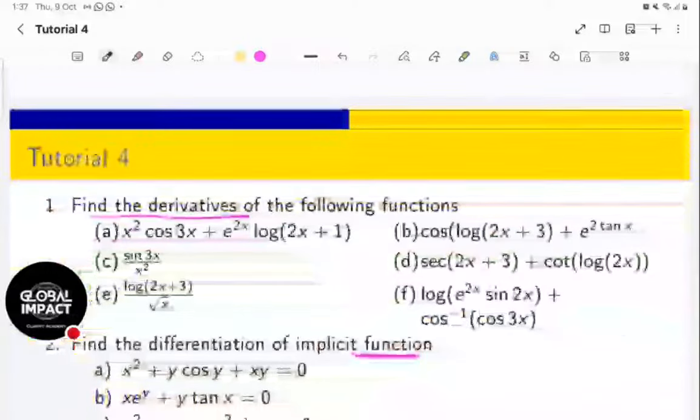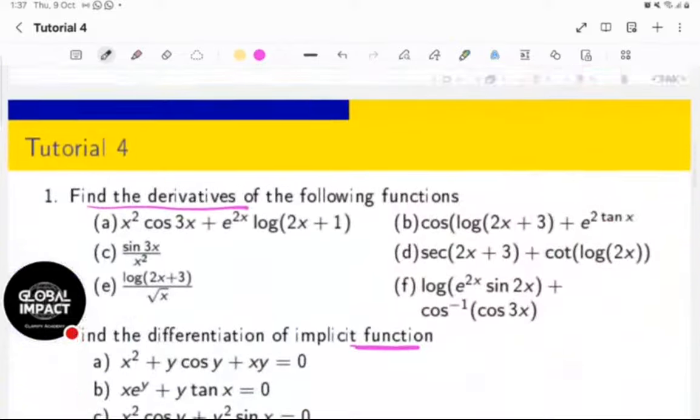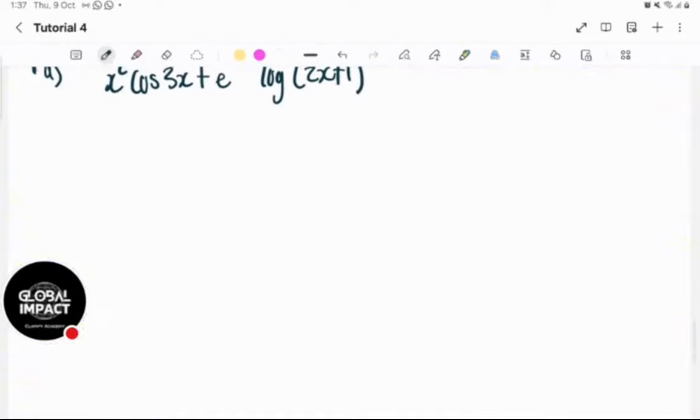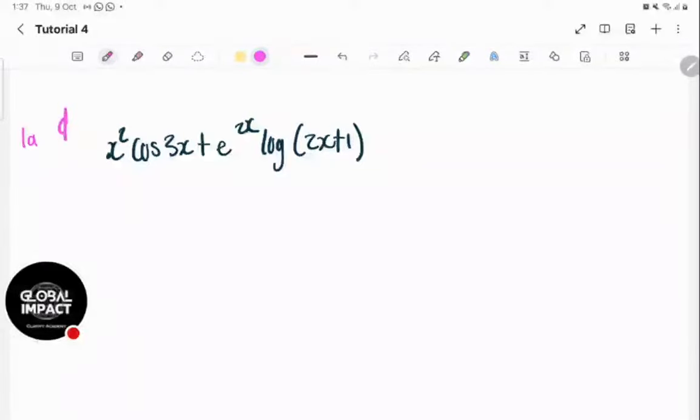e to the 2x log of 2x. Yeah, let's quickly differentiate this. Did they say that this is y, or they just gave it to us? Find the derivative. If they say find the derivative, you may not say let y be. You can just say d/dx of this. This is going to be equal to, let's differentiate.